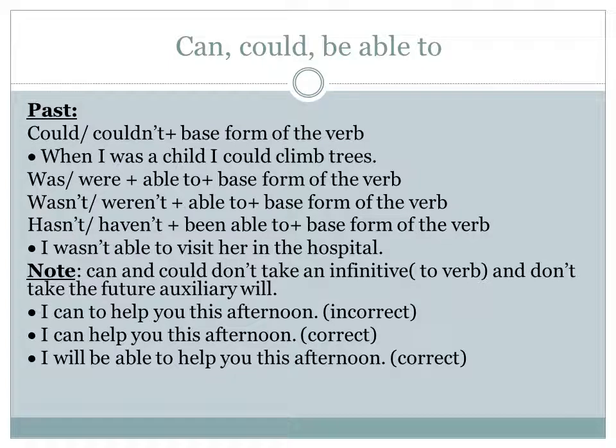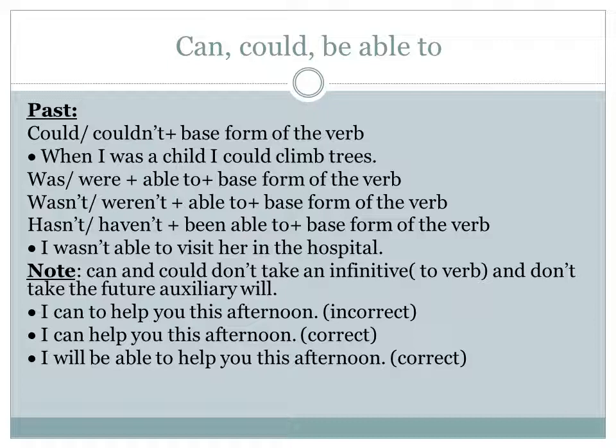طب بالنسبة للماضي طبعا can تتحول لcould or couldn't في النفي plus base form of the verb. For example, when I was a child, I could climb trees. لما كنت صغير كنت بقدر أطلع الشجرة. طبعا am و is و are بتتحول ل was و were plus able to plus base form of the verb. وهكذا برضو في النفي wasn't or weren't plus able to plus base form of the verb. وعندي برضو ممكن استخدم hasn't or haven't been able to plus base form of the verb. For example, I wasn't able to visit her in the hospital.